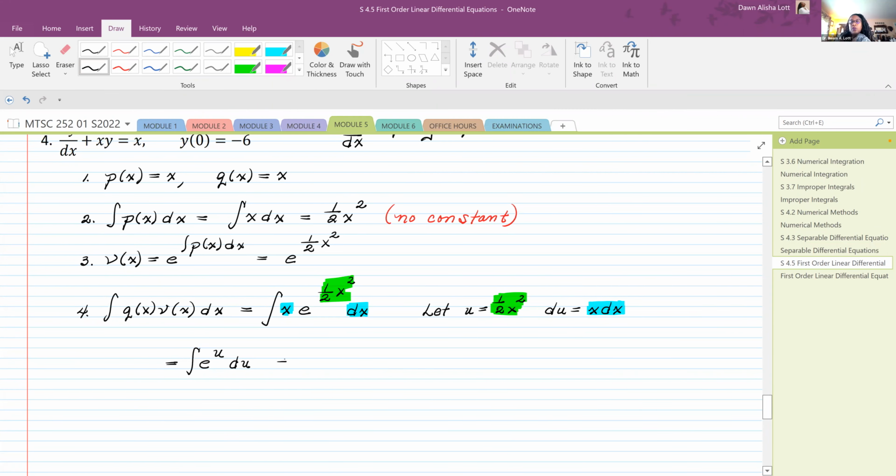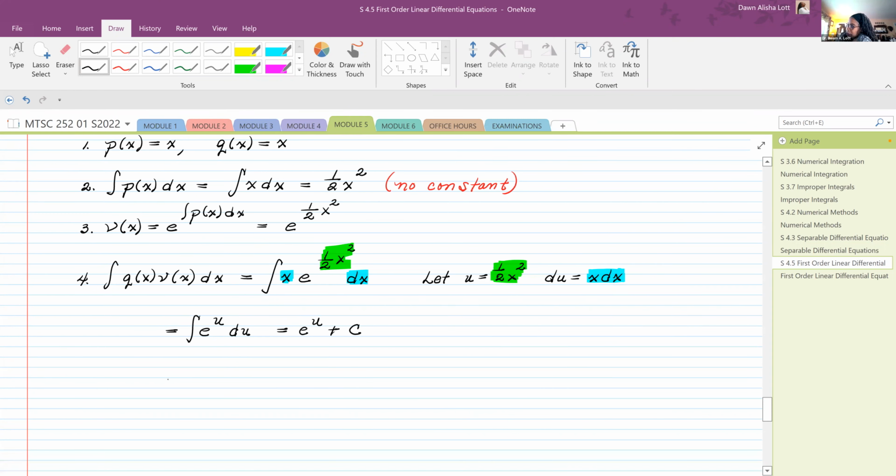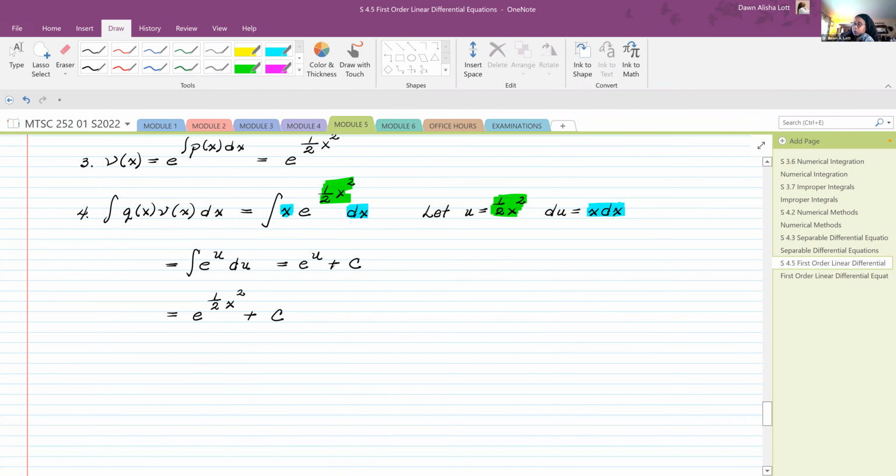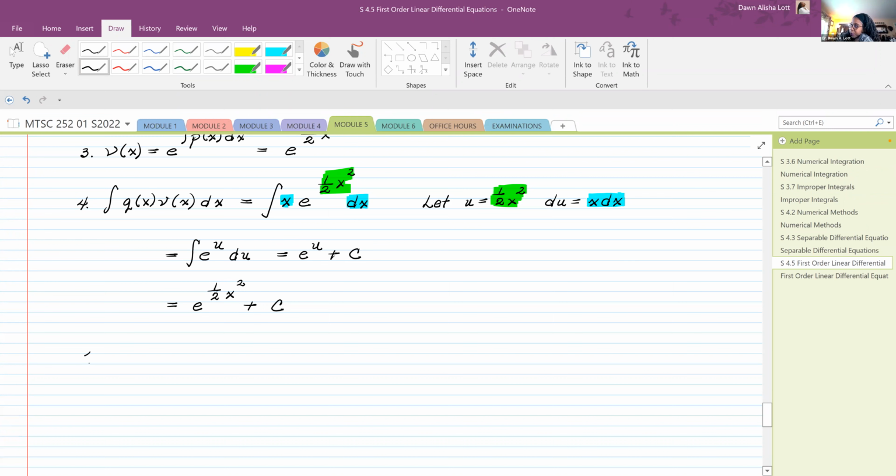And e to the u, it integrates and becomes what? E to the u. Here we need the constant, so it's important. All right, so this is e to the u, and u was 1/2 x squared, plus a constant. Okay, so far so good. All right, last step, Caesar. I think I'm going to actually make it to the other end of the pool. We're getting close.